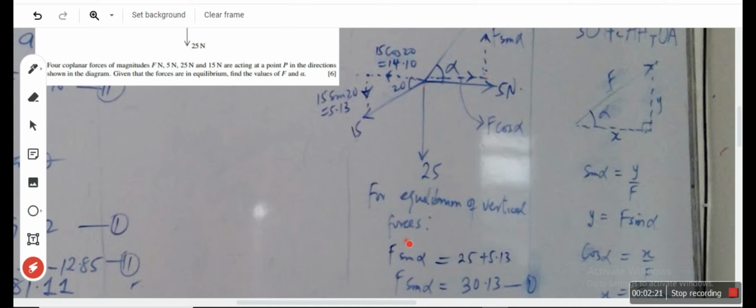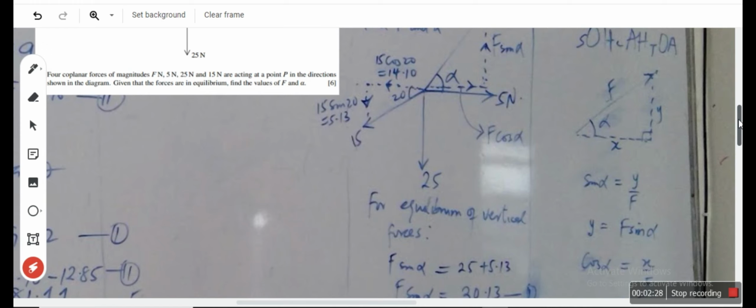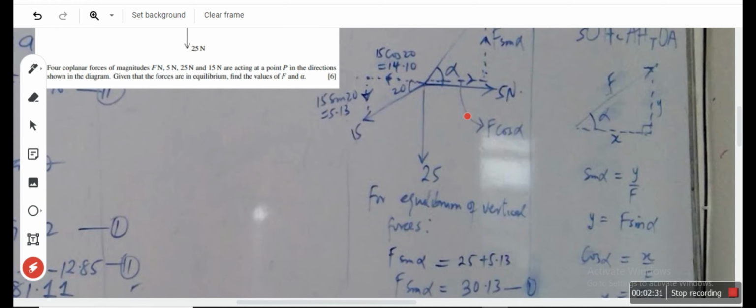So, the only force upward is F sine alpha. So for equilibrium of vertical forces, F sine alpha must be equal to 15 sine 20 plus 25, or 5.13 plus 25. That's what we solved here, and this is where it is simplified. We can call that equation 1. So F sine alpha is 30.13, equation 1.